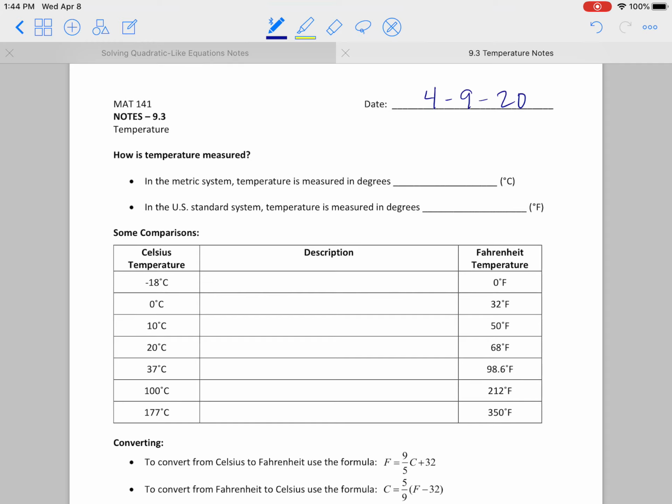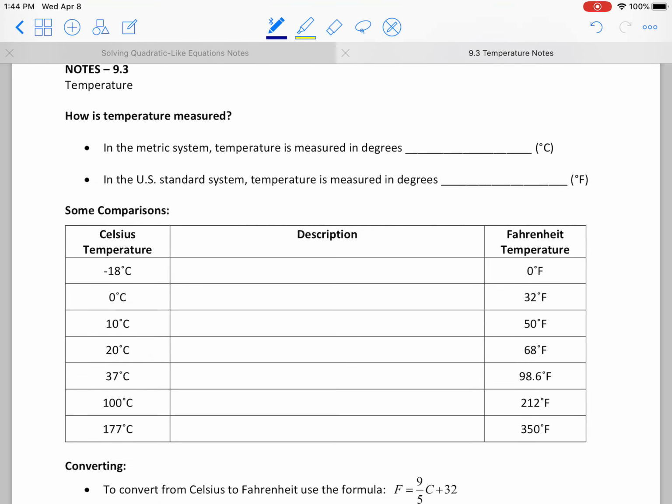Anyhow, today, to close out Chapter 9, and then we'll move into Chapter 10, and then both of those will be rolled together for the quiz. But to close out Chapter 9, we're going to be looking at temperature. It's really just two formulas, because there are two ways to measure temperature.